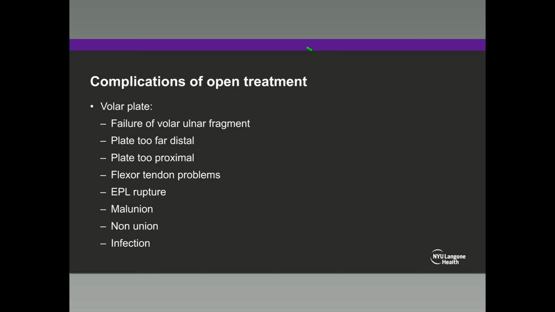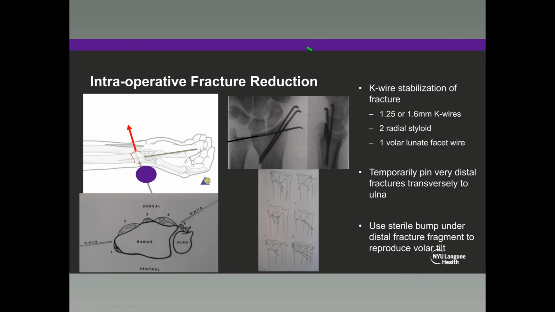And then we're going to show you an example of what the EPL rupture can look like. That can be due to aberrant screw placement or through callus formation forming over the Lister's tubercle.